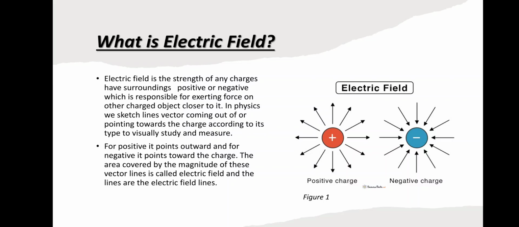For positive, it points outward, and for negative, it points towards the charge. The area covered by the magnitude of these vector lines is called electric field, and the lines are the electric field lines.